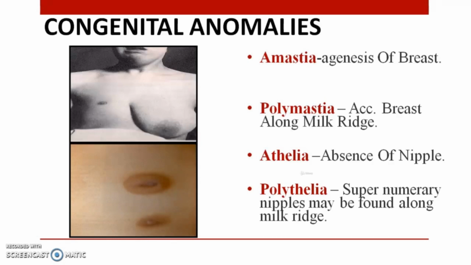Another condition we will call polythelia, where supernumerary nipples may be found along the milk ridge, which you can see in the second picture. So the first picture what you are seeing is amastia, the person with a one-sided mammary gland, and the second picture what you are seeing is the polythelia condition, where supernumerary nipples will be seen along the milk ridge.